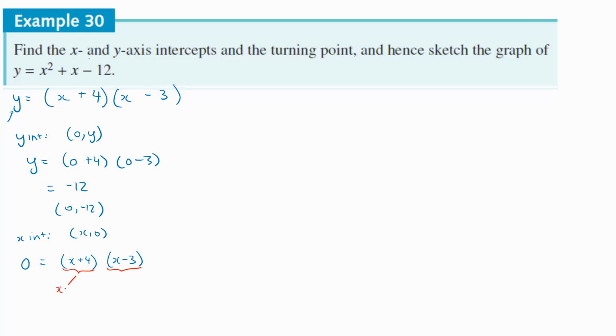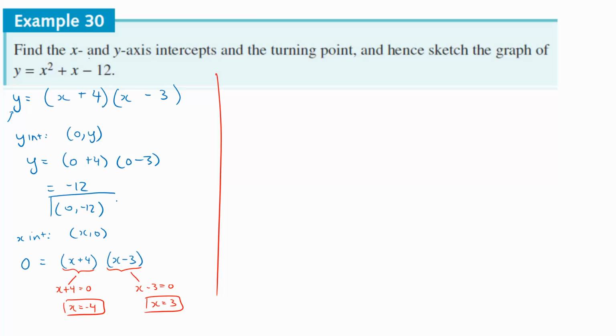So I'm going to go with x plus 4. If that was equal to 0, minus 4 on both sides, x equals negative 4. This is x minus 3, so if x minus 3 was equal to 0, then add 3 on both sides, and x equals 3. There we go.